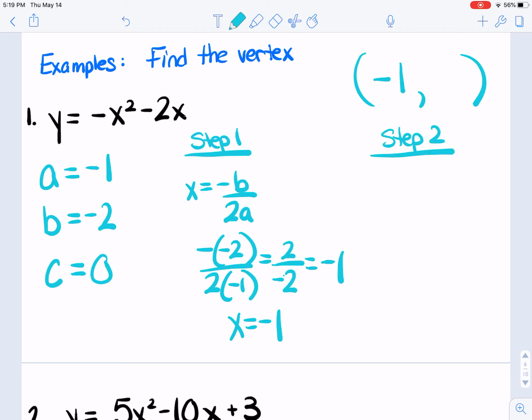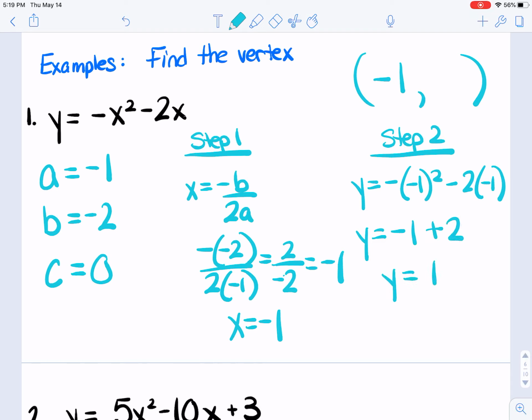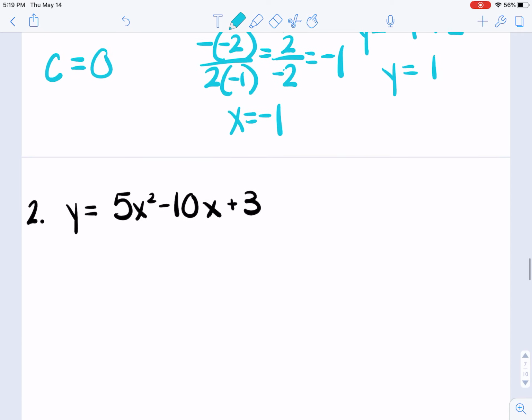Now to find the y value, step 2. I'm going to take this negative 1 and plug it into the equation. So I have negative 1 squared minus 2 times negative 1. And now I'm going to solve. This gives me negative 1 plus 2, which would give me 1. So my answer is at negative 1, 1. Let's try another one.